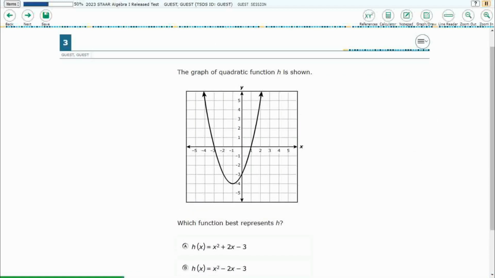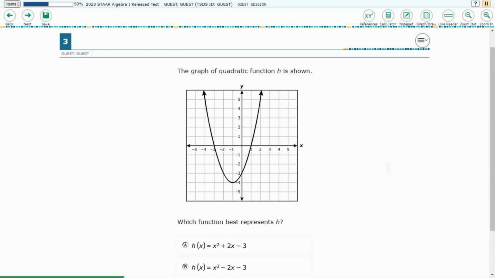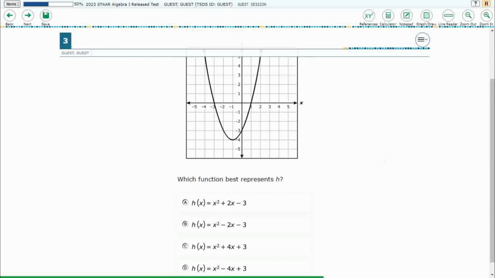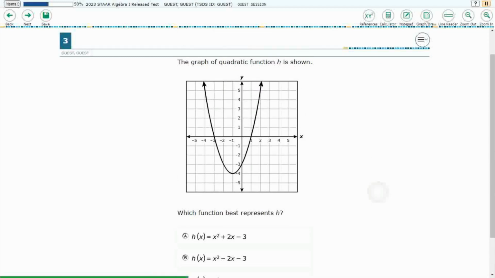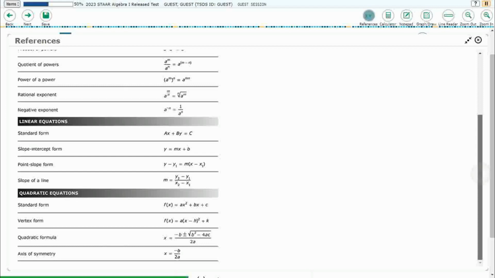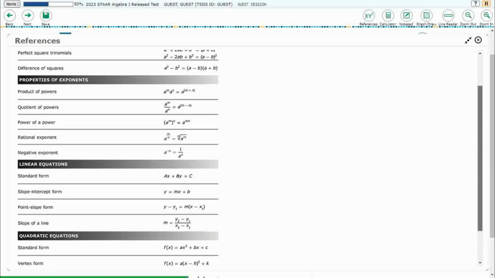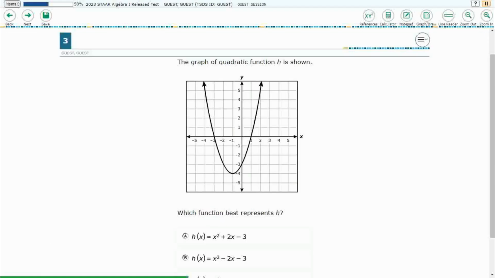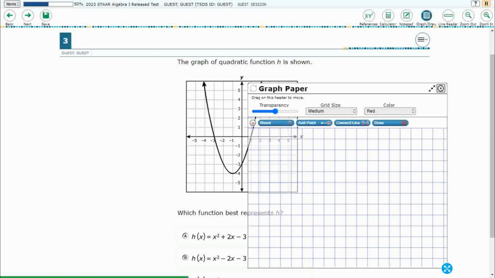Alright, so we have a basic function. It is opening up here, and we just need to know which function best represents this function h. So what can we do? We've got a few different options. We can use the factored form. I'm going to start us instead with the vertex form. Since the vertex seems to be pretty evident, we can use that vertex form, but you could use the factored form if you want to. So let's use that vertex form, simply because that vertex looks like it's pretty clear for us.